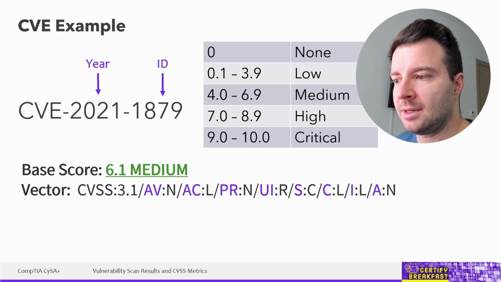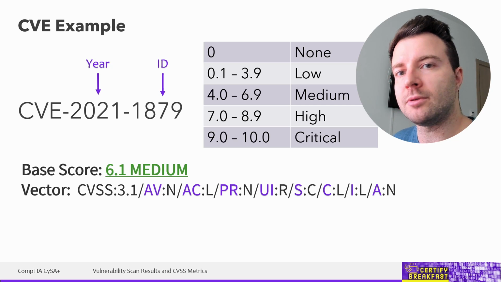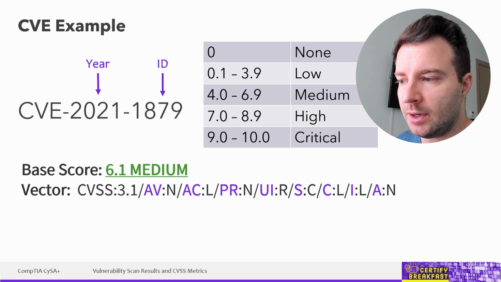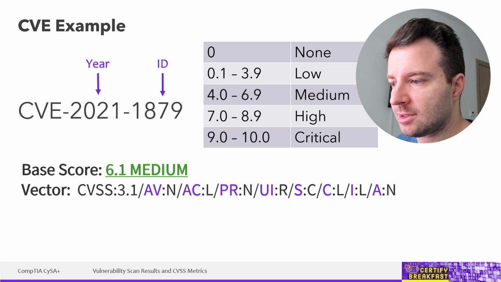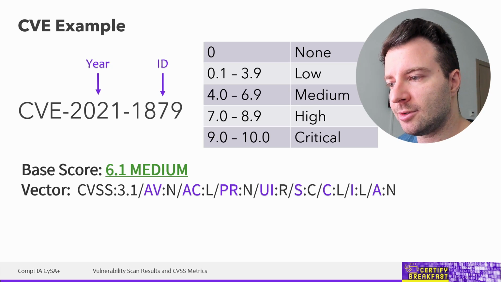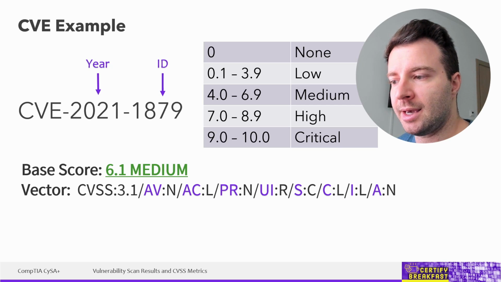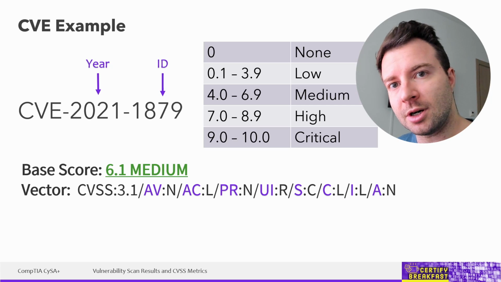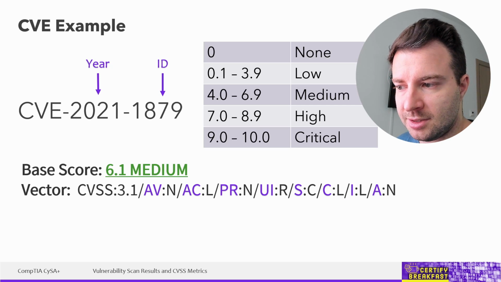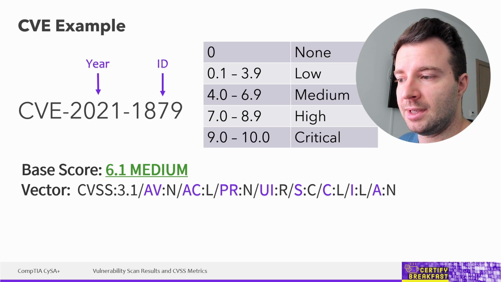Of course, the 0 score means that there is no vulnerability. You're going to have low vulnerabilities between 0.1 and 3.9. Everything up to 6.9 is going to be considered medium, just like the 6.1 we can see here on the screen. Between 7 and 8.9, it's going to be high, and finally the last range, between 9 and 10, those are going to be considered critical vulnerabilities. Try to remember this for the exam.